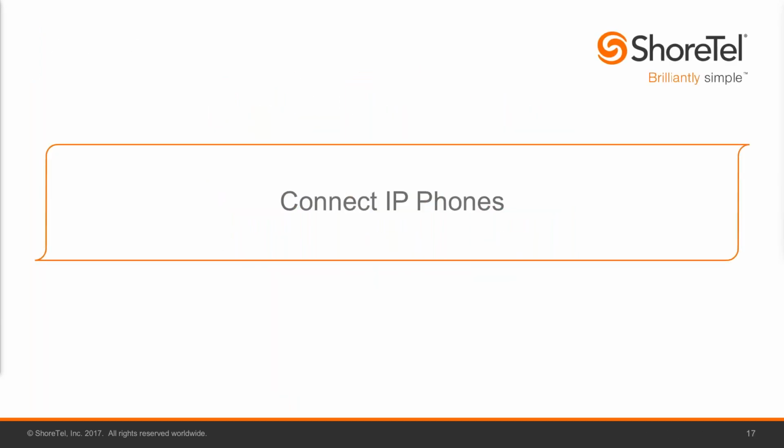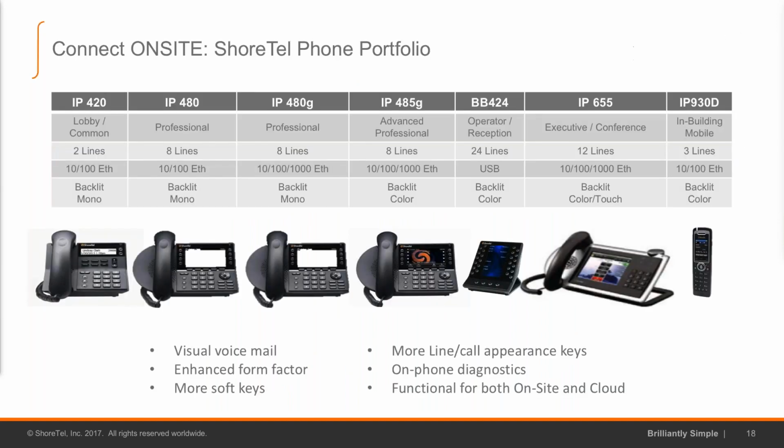Now, let's switch gears here and start to move into the client experience. And the first thing are the phones. So ShoreTel came out with a new set of phones, the 400 series phones, which you see there in the first 4 models, the IP420, 480, 480G, and IP485G. There's actually another one that's not listed here, but the IP420 also comes in a G, and the G stands for gigabit. So if you want a high-speed small phone, we make that as well. It just doesn't happen to show up on this slide.